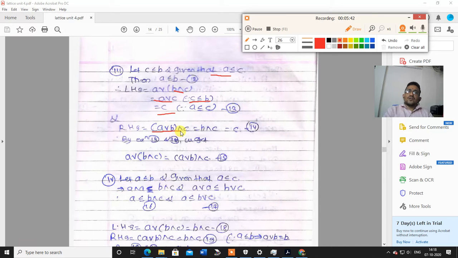And similarly, what is RHS here? A join B meet C is equal to. So what is A join B? As A is related to B, we can say A join B is equal to B and meet C, and C is related to B. Therefore we can say that B meet C is equal to C. So by equation 13 and 14 we claim that A join B meet C is equal to A join B meet C. See the equation 15. Okay. Then again next we see the fourth condition.